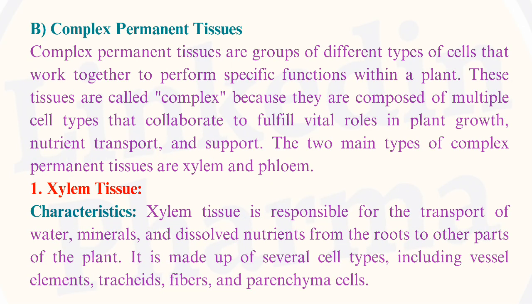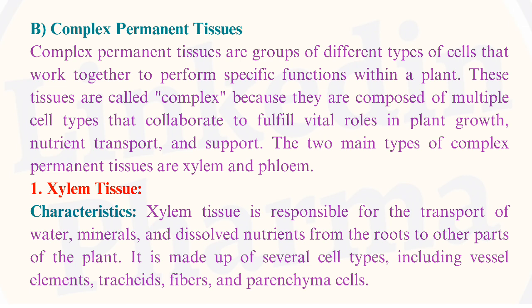B. Complex permanent tissues. Complex permanent tissues are groups of different types of cells that work together to perform specific functions within a plant. These tissues are called complex because they are composed of multiple cell types that collaborate to fulfill vital roles in plant growth, nutrient transport, and support. The two main types of complex permanent tissues are xylem and phloem.